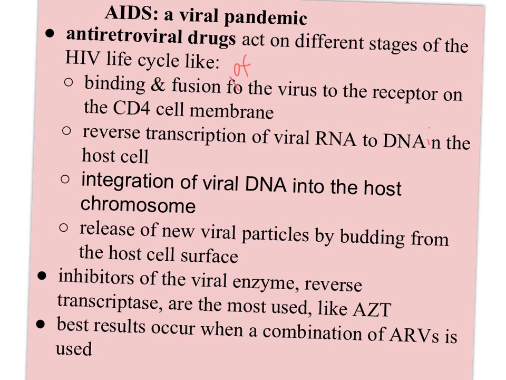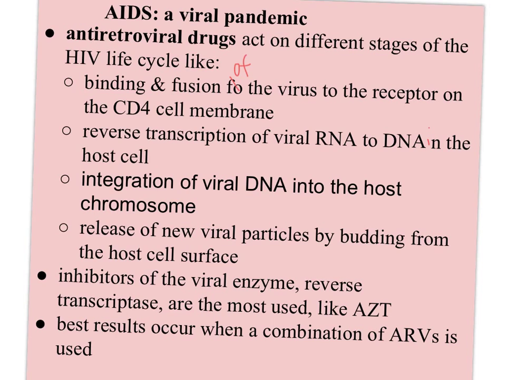So how do the antiretroviral drugs work? Well, they can act on the different stages of the HIV life cycle. They could attack the binding and fusion of the virus to the receptor on the CD4 cell membrane. They can attack the reverse transcription of viral RNA to DNA in the host cell. They can prevent the integration of viral DNA into the host chromosome. Or they can prevent the new viral particles from budding and being released off the host cell surface.